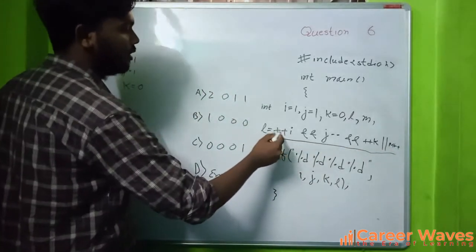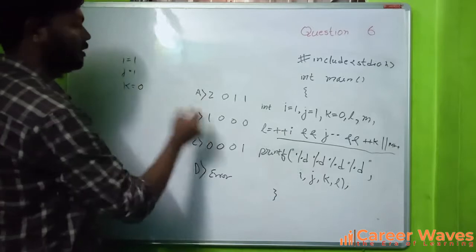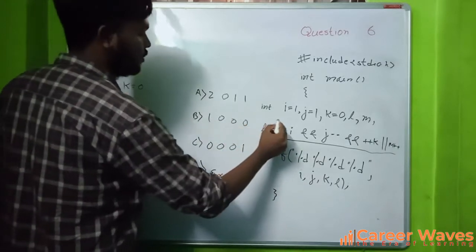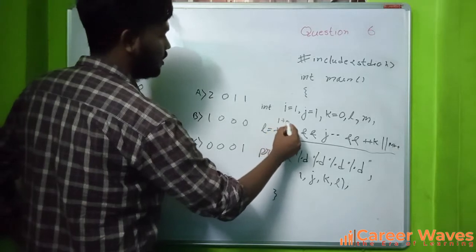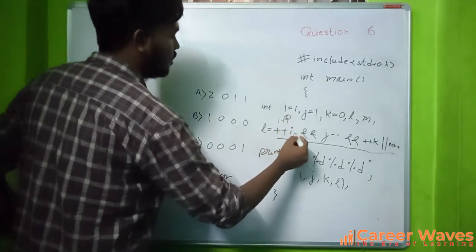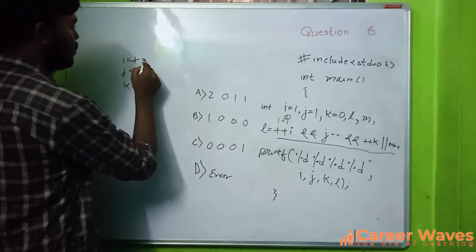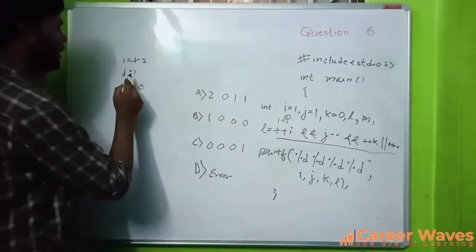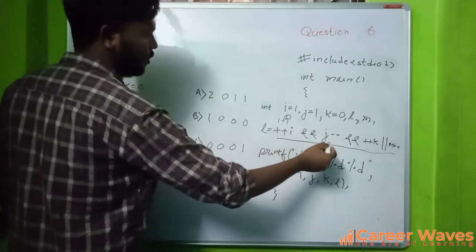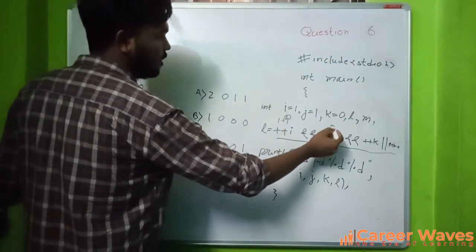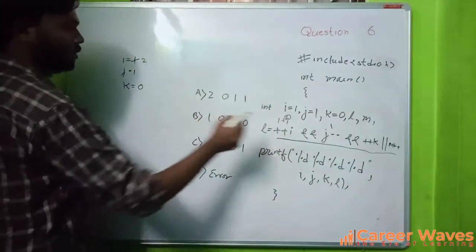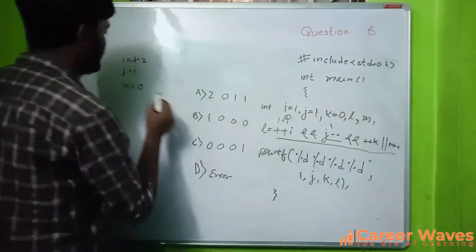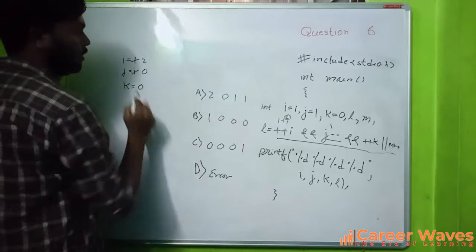So ++i means i is 1, and this is a pre-increment, so the value of i is incremented by 1 and becomes 2. So the value of i is now 2. And j, what is the value of j? j is 1, and this is a post-decrement, so the value remains 1 for now, but after execution of this line the value becomes 0.